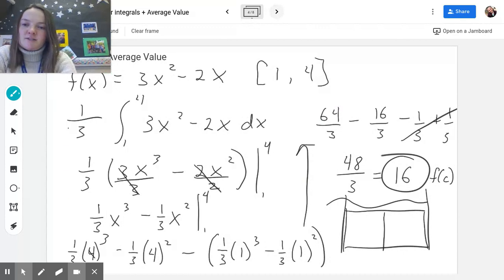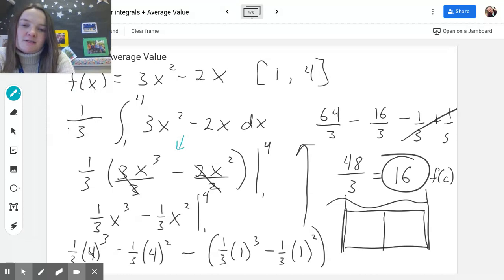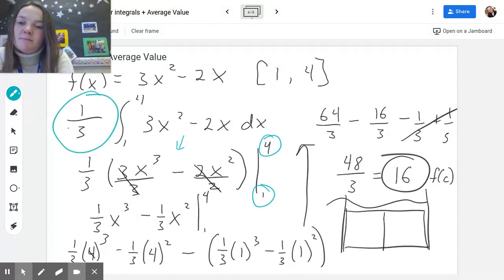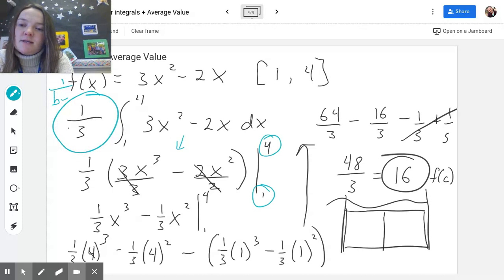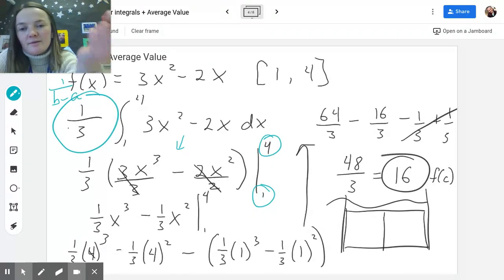Okay, so we did a practice problem here. It says find the average value from 1 to 4 if f of x is equal to 3x squared minus 2x. So all we're going to do is use the fundamental theorem of calculus, which means I'm going to take the antiderivative evaluated at 4 minus the antiderivative evaluated at 1, and multiply it all by 1 over b minus a times the integral. So 1 over b minus a is going to be 1/3. So what we're saying here is that the height of a rectangle that has the same area under the curve as the actual area under the curve is 16, which is pretty interesting, and that's basically the average value.